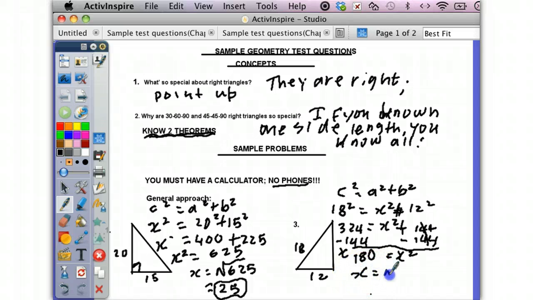Abby, how can I find x from that? You take the square root of 180. Yeah, let's go ahead and do that. 180. And here they ask you for simplest radical form. I would take it either way, either that or as a decimal.